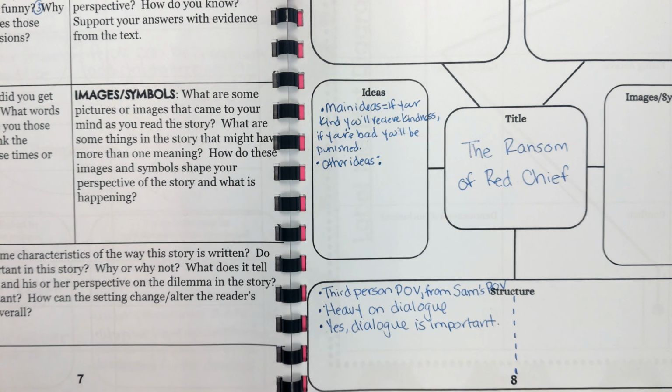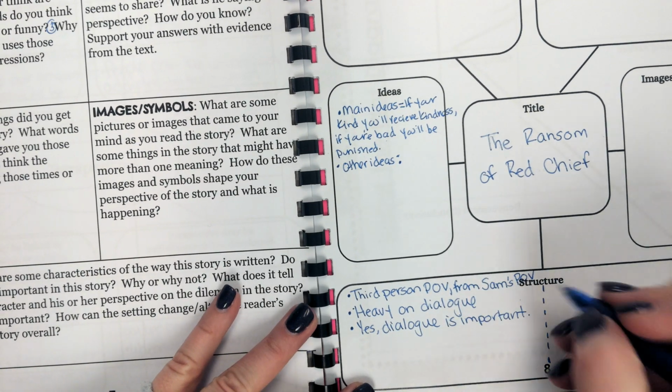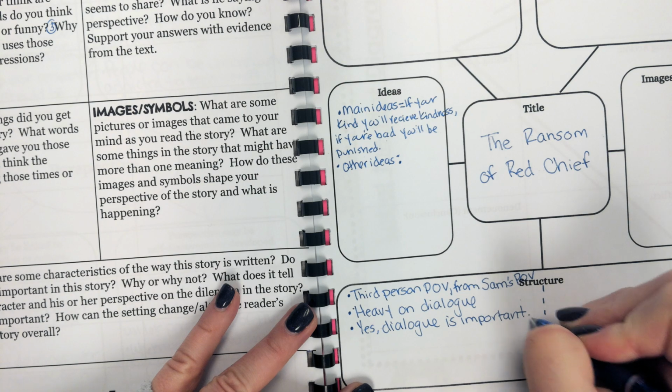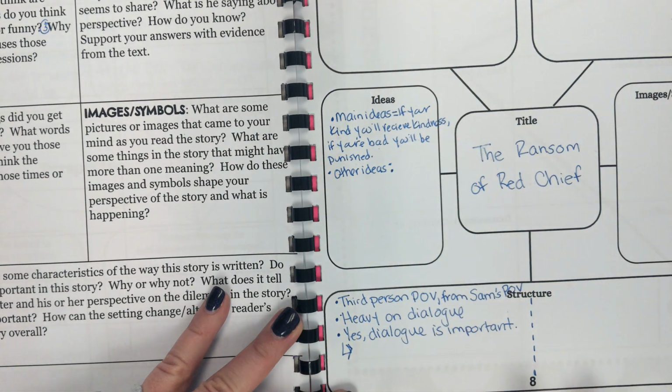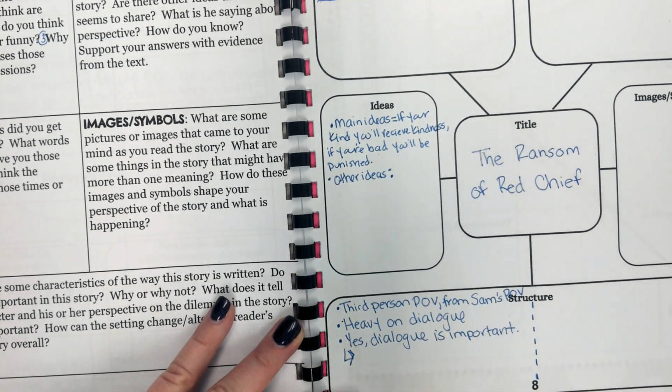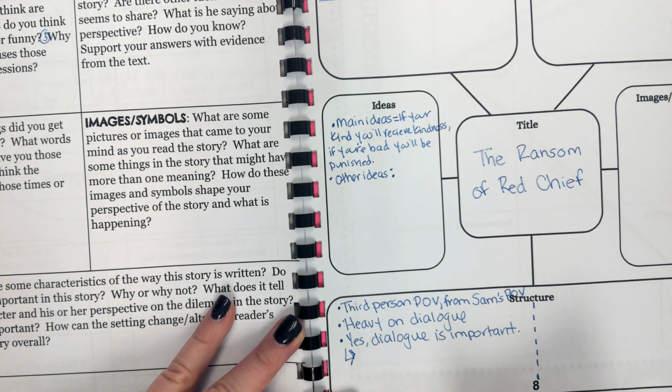Well, I think that it's important because it lets us know how each of the characters truly feel, because the characters are sharing their feelings. I think it also shows that maybe they're not well educated because their grammar is not great. So I'm going to put that in there. Yes, dialogue is important. I'm just going to use an arrow because remember, this is just a web. We're just adding in information. It doesn't have to be in sentence form. So yes, dialogue is important.